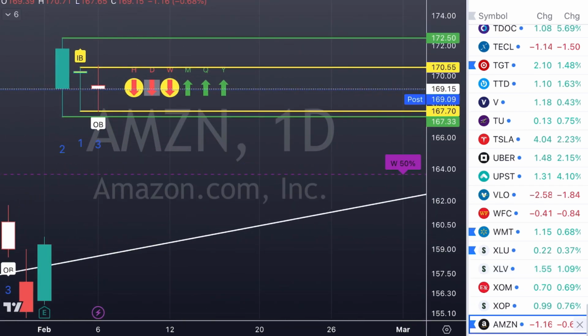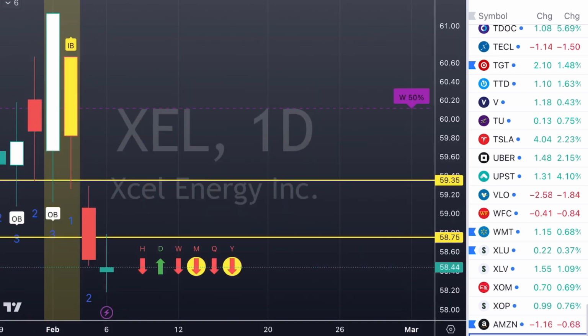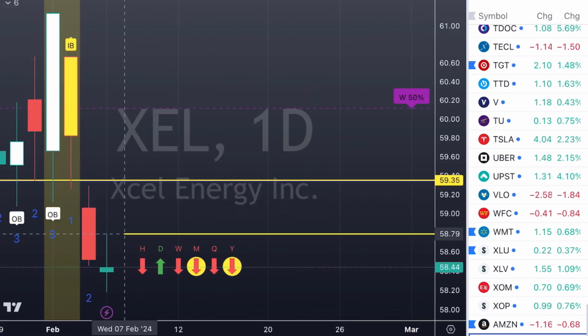Amazon, inside bar, outside bar. So nothing there unless you want to play the 1-3. So if you want to play the 1-3, we're just taking that as our trigger. That is our trigger. The targets don't move. They stay the same, okay? We can put that on the list for you guys. And XEL, 2 down green. Sure, let's put it on the list.